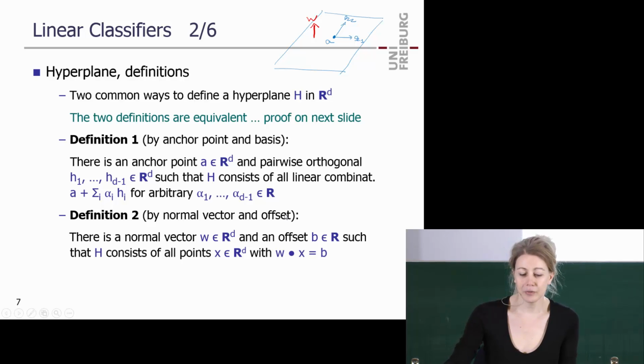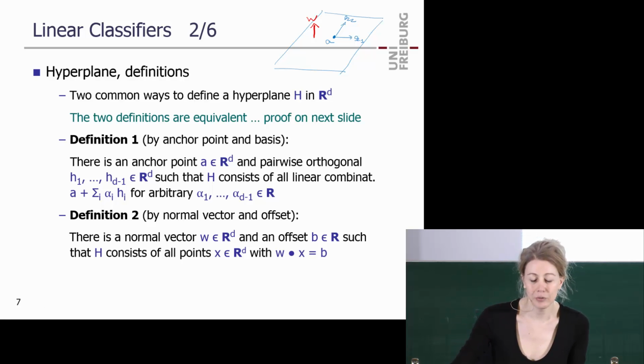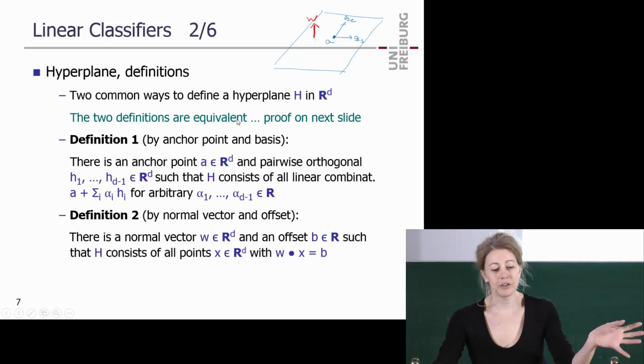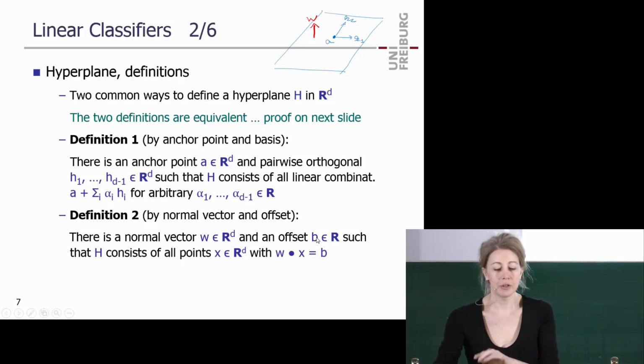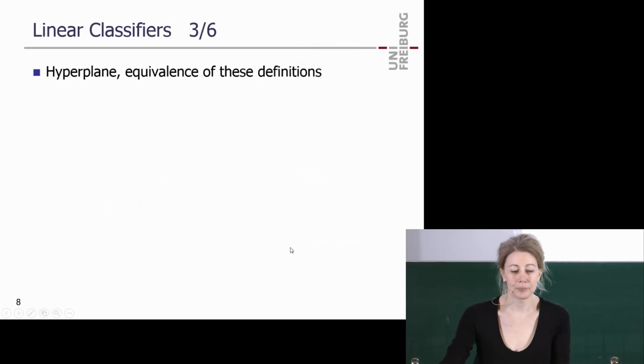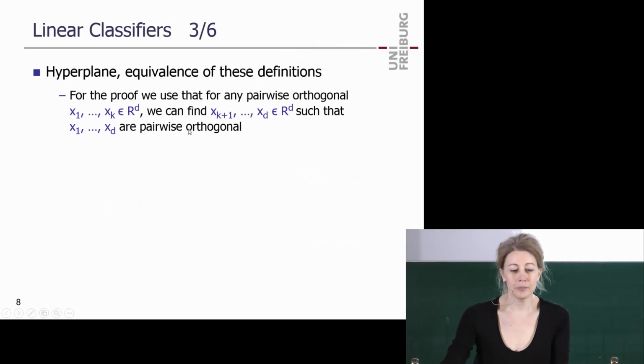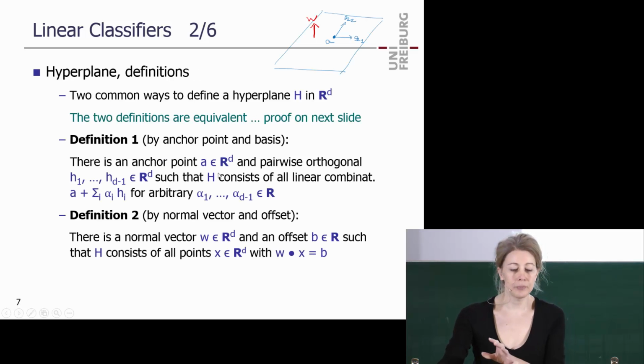So let's just prove this. I think it's interesting to prove. It's a short proof, but it's interesting. This definition is clear, but it's a bit clumsy because it involves so many vectors. This just involves one vector and one real number, and it's the same. W is the normal vector. So for the proof, we have to prove that if you have this definition, you get this one, and if you have this one, you can get to this one.